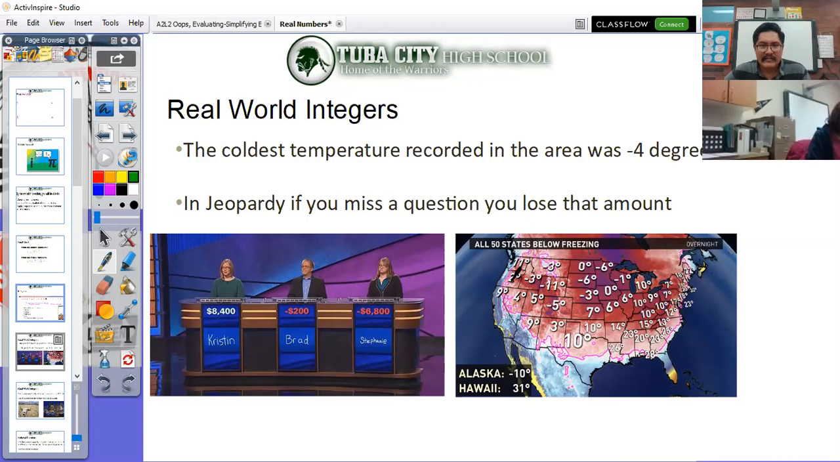Another place that you may encounter negative numbers would be temperature. So the coldest temperature in an area was -4 degrees.